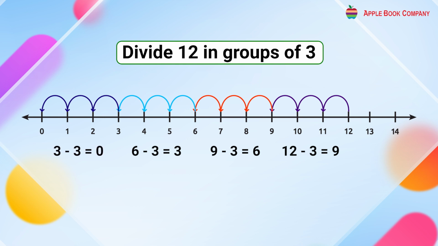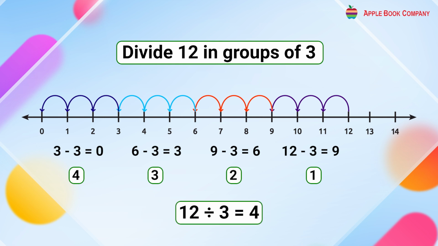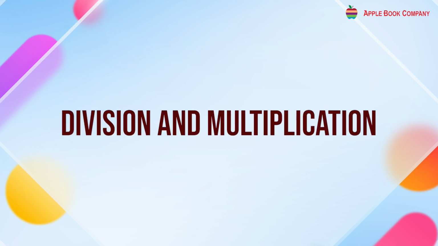So how many jumps did we do? We did 4 jumps. 12 divided by 3 is equal to 4. How many times is 3 subtracted from 12? 4 times.